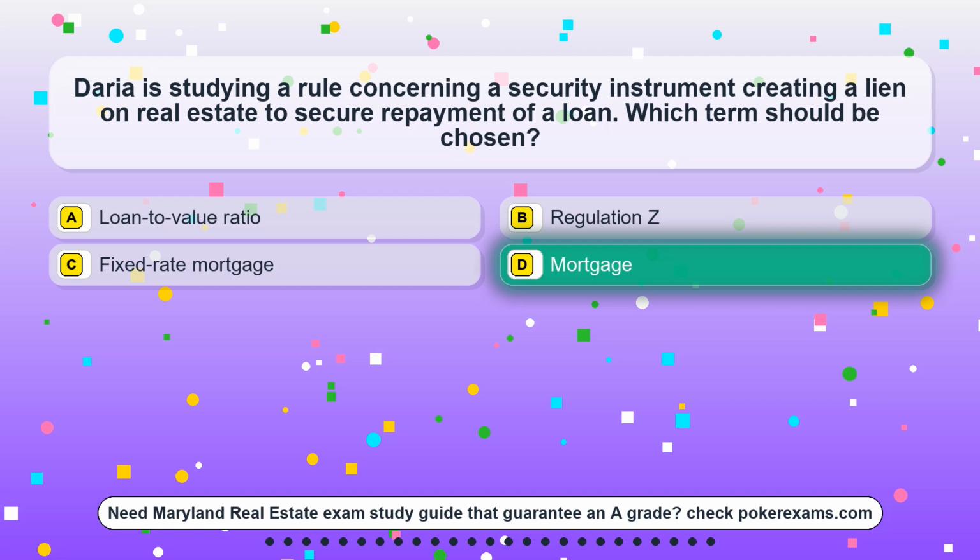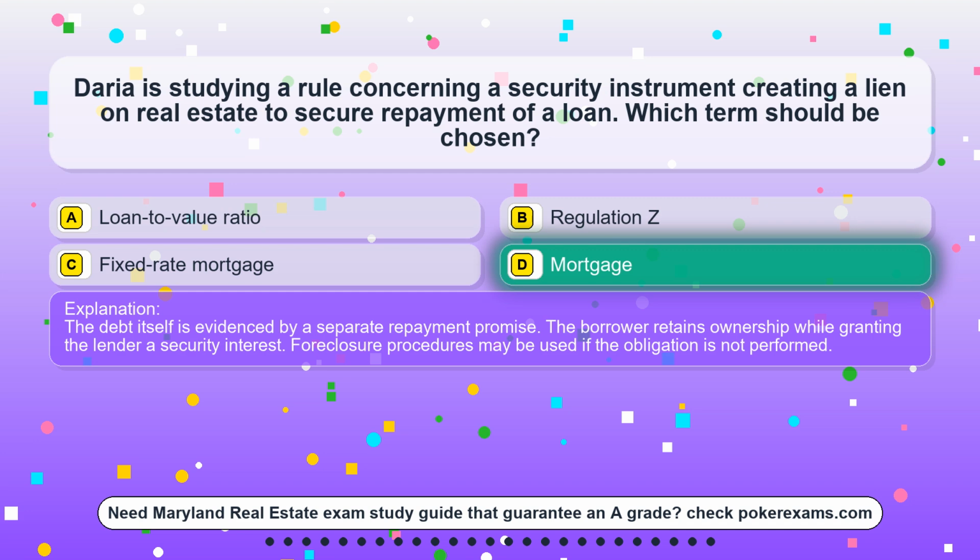The correct answer is option D, mortgage. The debt itself is evidenced by a separate repayment promise. The borrower retains ownership while granting the lender a security interest. Foreclosure procedures may be used if the obligation is not performed.